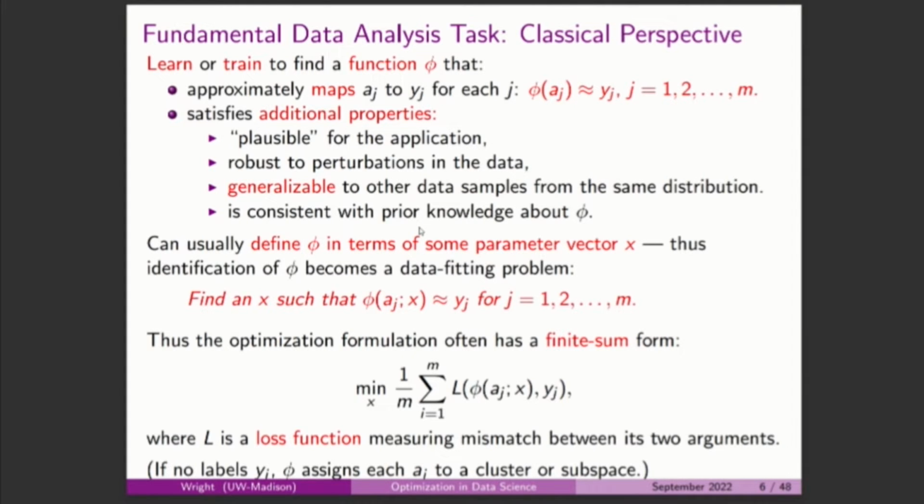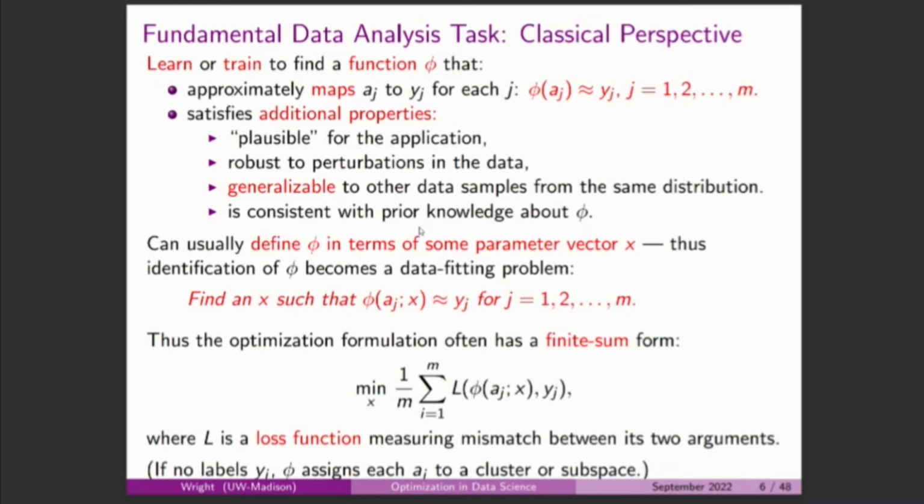So if you come along with another vector a that's similar to some of the a_j you've seen before, you want the map to behave in a predictable way. And you also want it to be consistent with prior knowledge. If you have prior knowledge about the mapping, you want to be able to incorporate that into phi.